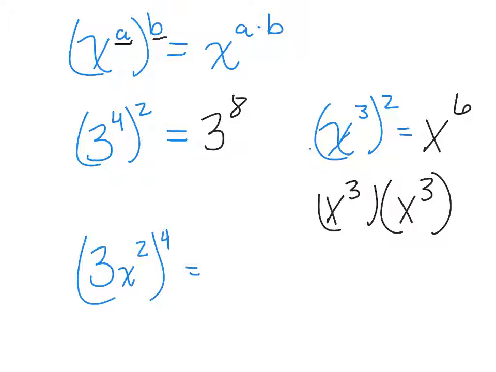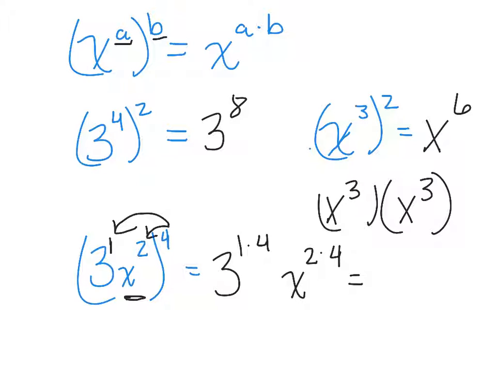Now, this last example is a little different. My base is my x because that's what is attached to my exponent. However, anytime you have a whole number with no exponent, that's the same thing as having it raised to the first power, because if it's raised to the first power, we just have 1. So in this case, I really have 3 to the first power times my 4, and then I have x raised to the second power times 4, because you have to distribute this 4 to both exponents.